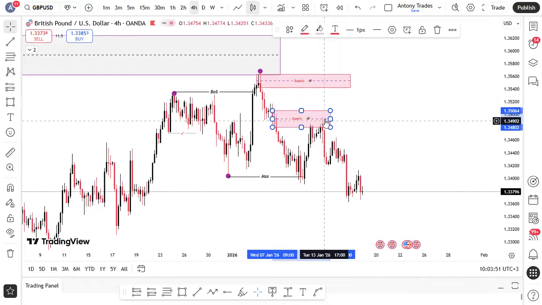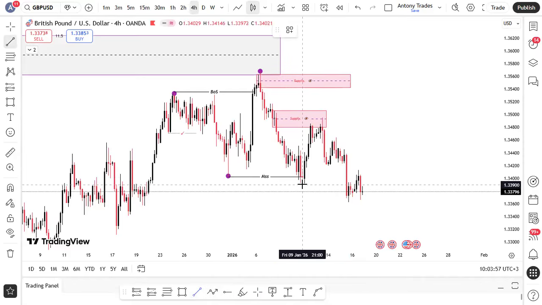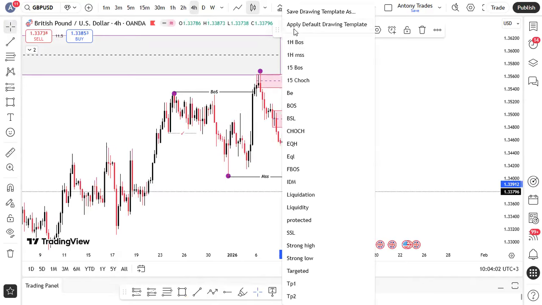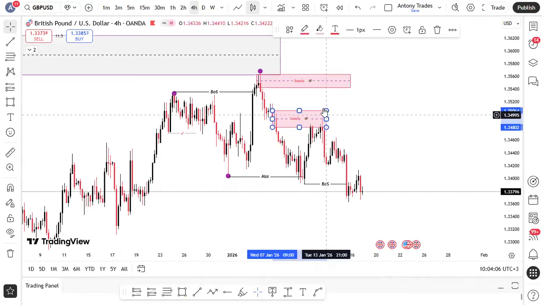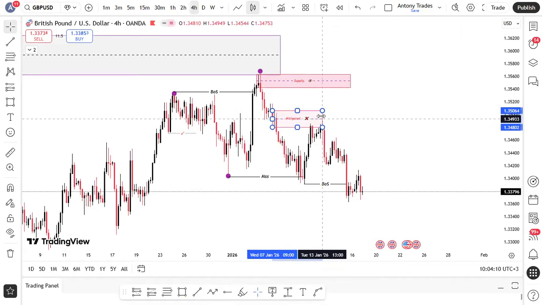And you can see the market reacted off of this POI, and now we are having a break of structure, as simple as that, guys. Now we are having a break of structure to the downside. Let me change this one to be mitigated. That one has already been used.